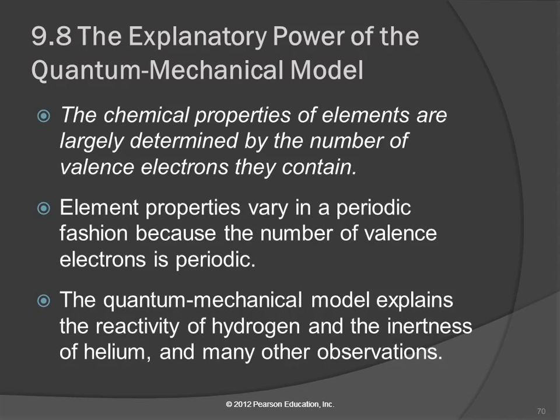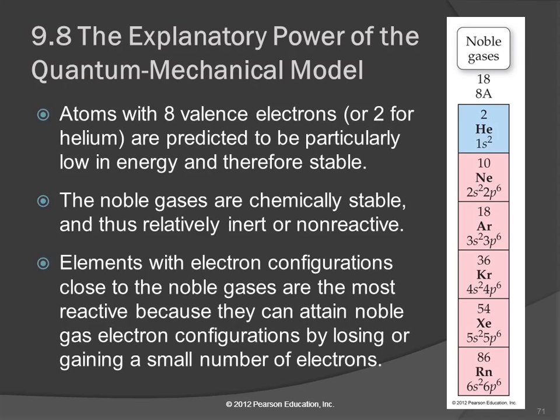As we go across the periodic table, we have one valence electron in the first column, and 2, and 3, and 4. And so that varies. And so we can explain what we first asked questions about at the very beginning of this chapter, the reactivity of hydrogen and the inertness of helium. So let's look at this. Let's look at helium. Helium is over in group 8A with the noble gases.